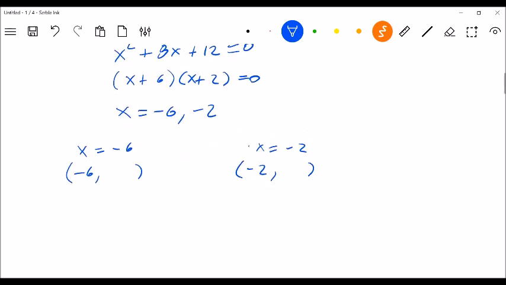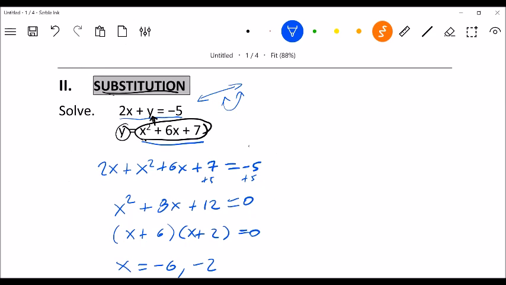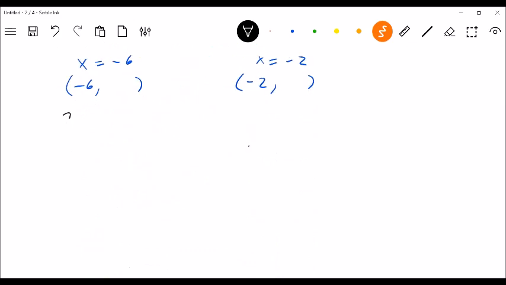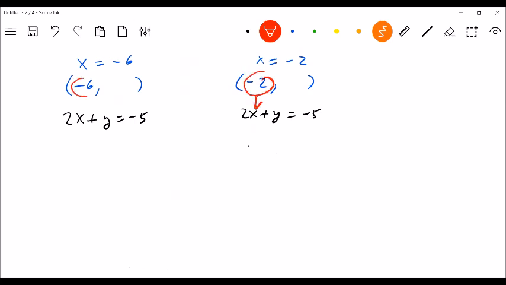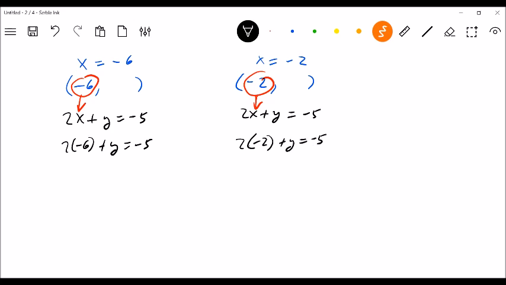So what we're going to do is solve with the x's. We might as well take the easier one of these two. 2x plus y equals -5. So -2 will go here for this x. The -6 will go here for this x. And what we have then is 2 times the -2. So here we have -12.